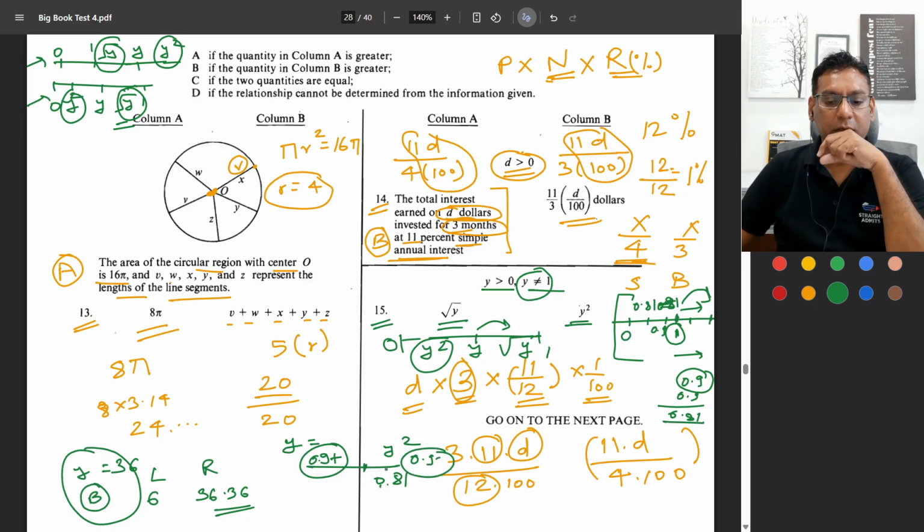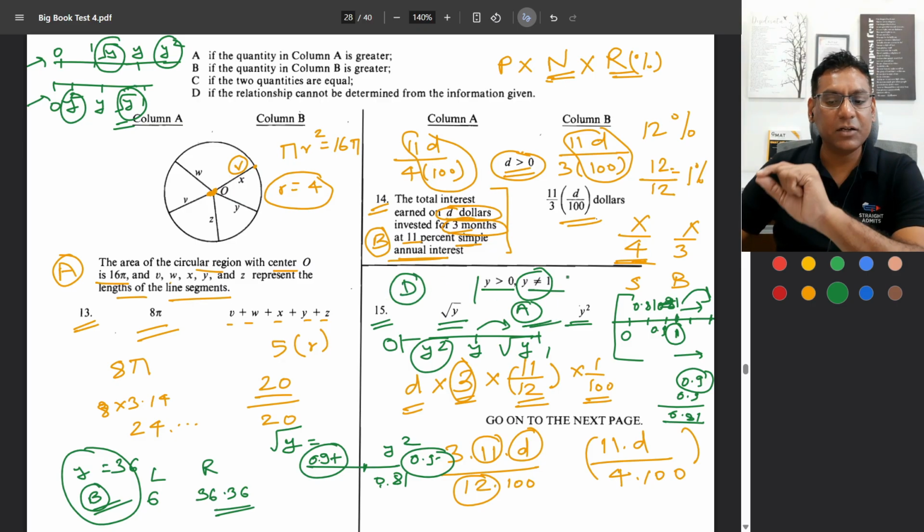Okay, so here what is bigger? The root is going to be bigger. The answer is going to be A in that case. So I'm getting answer B in one case, answer A in the other case. The answer is going to be answer D.